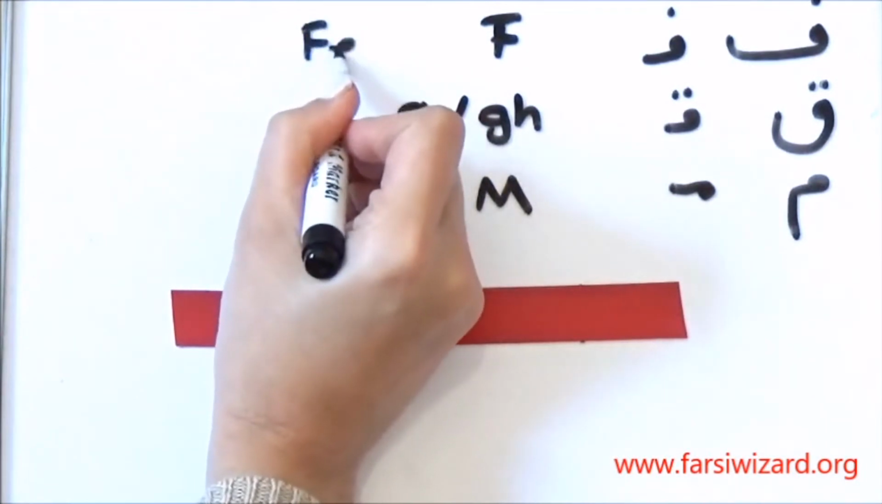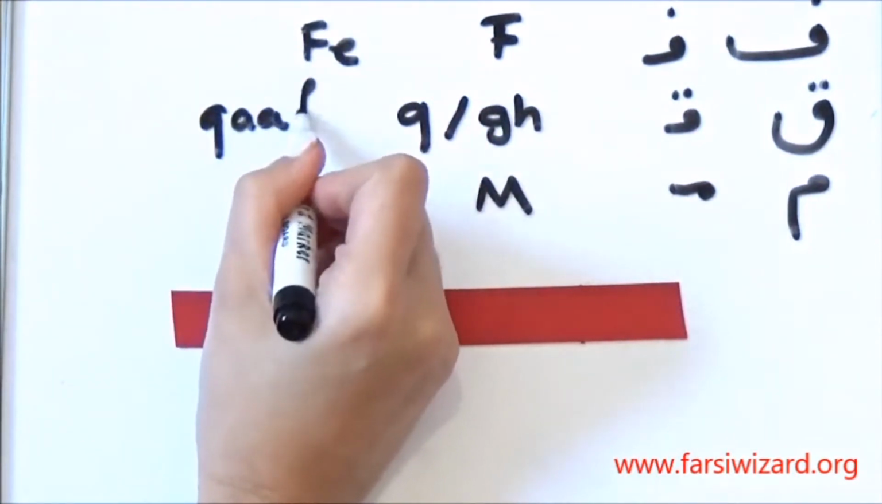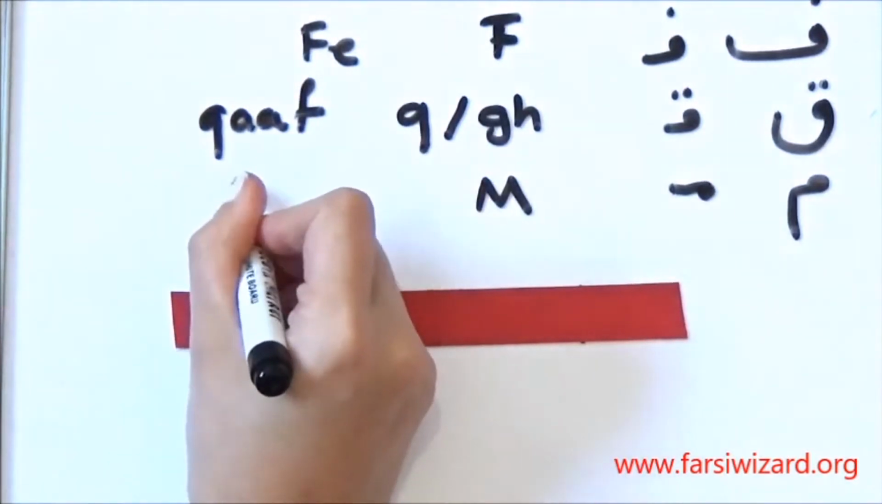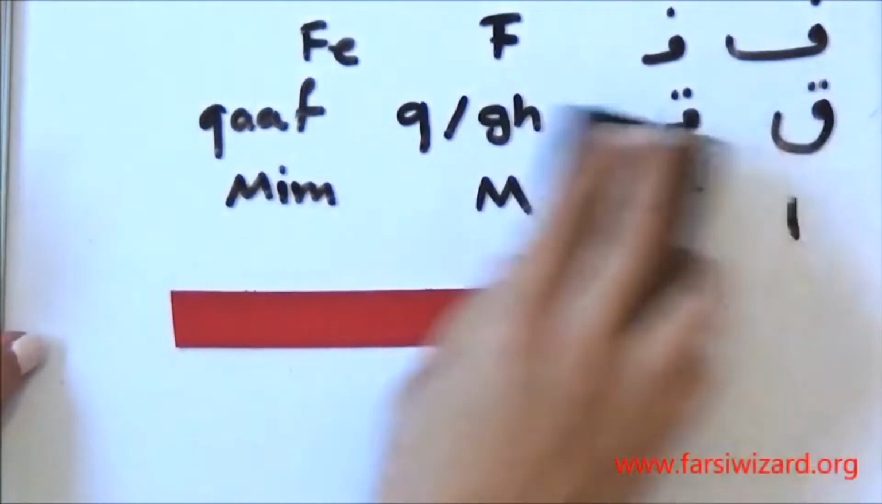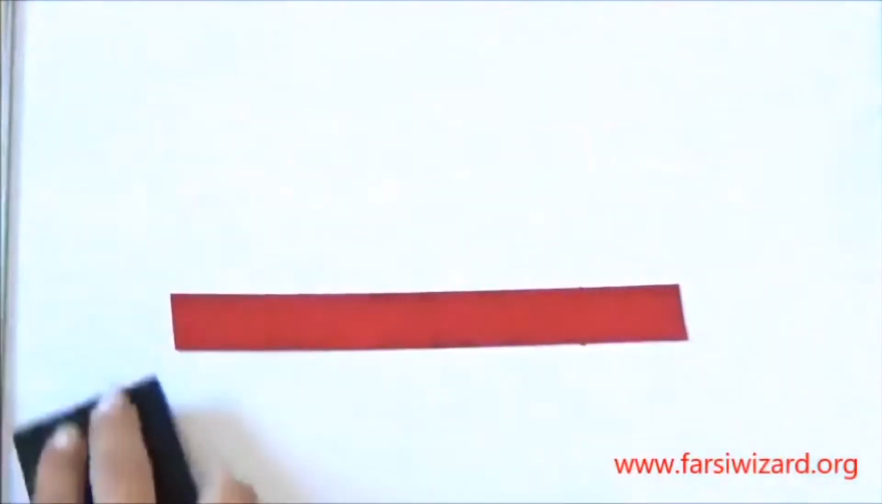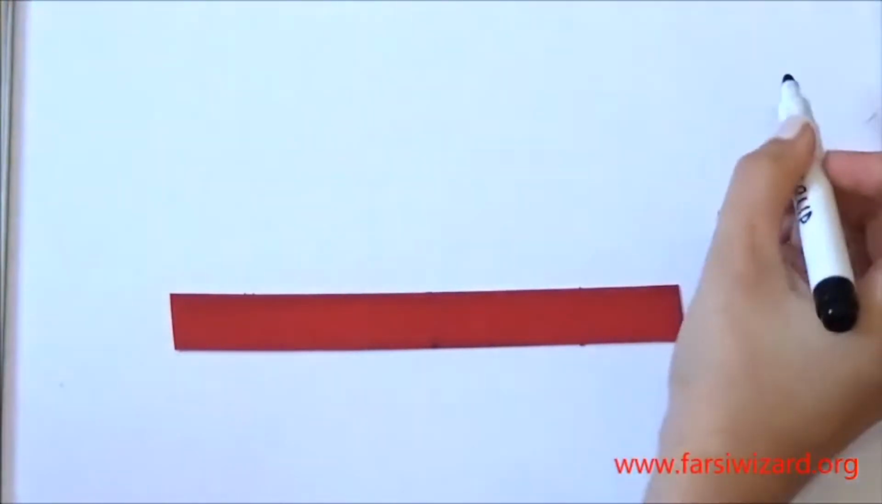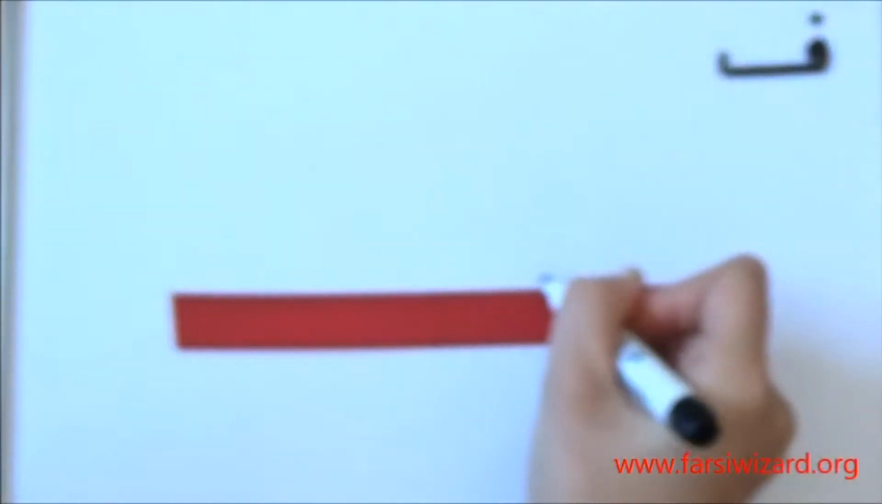Now the first one technically is called Fe, second one Qaf, and the third one Mim. You notice that the second version, Qaf, doesn't exist in English. Let's see how actually we are supposed to write these letters.